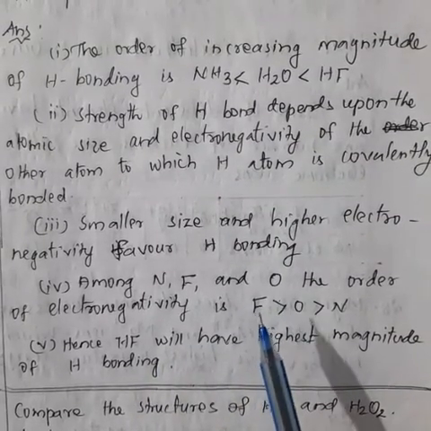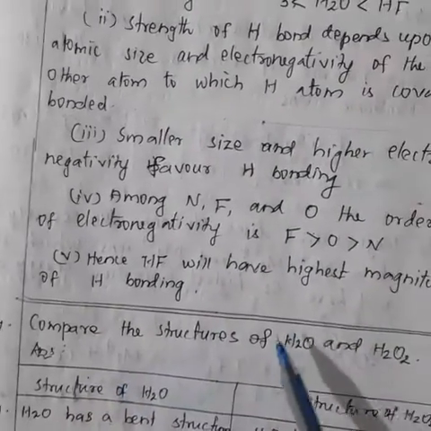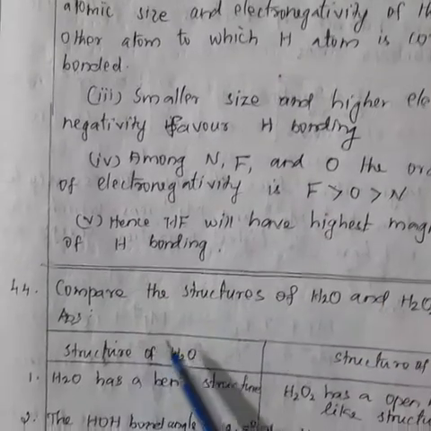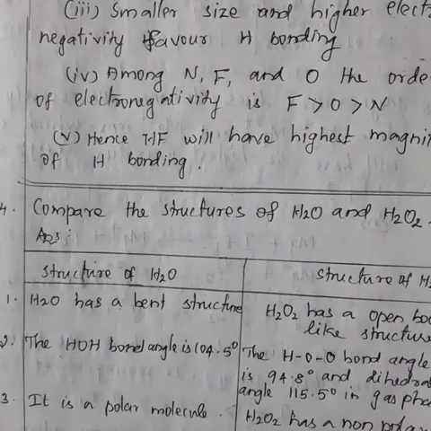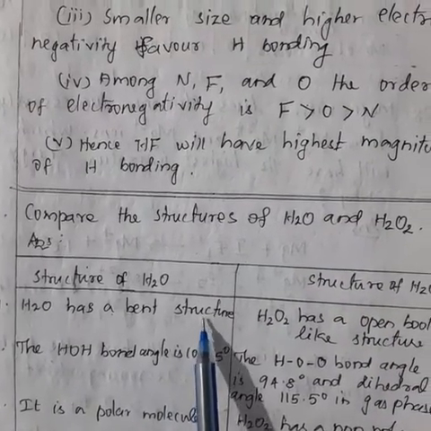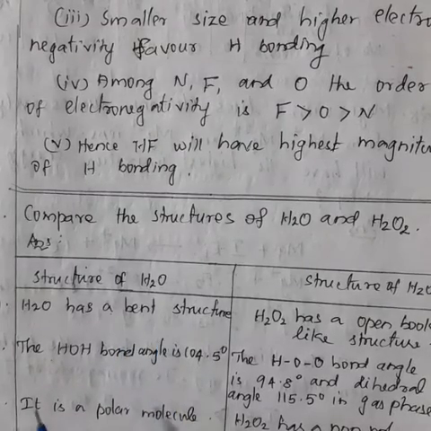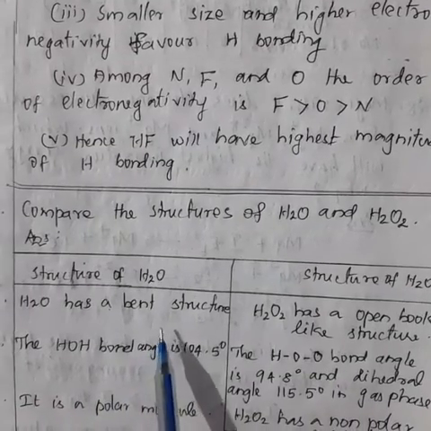Question number 44. Compare the structures of water and H2O2. Here, the structure of water and the structure of H2O2. H2O has a bent structure because of the polarization.